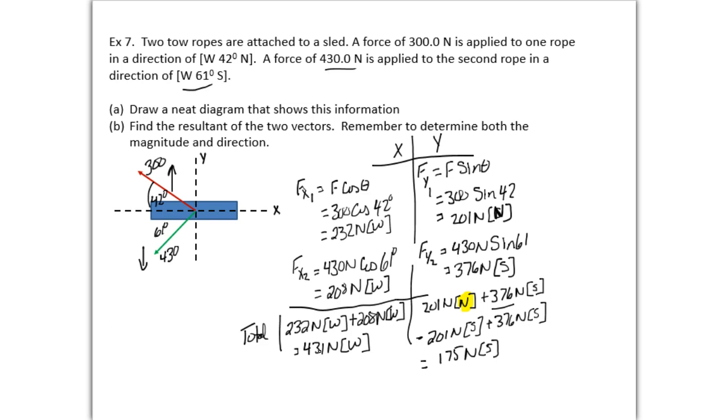Then do your vector addition. Again, start with whichever one you like, it doesn't matter. Again, as I said, I usually start with the horizontal. So I'm going west.